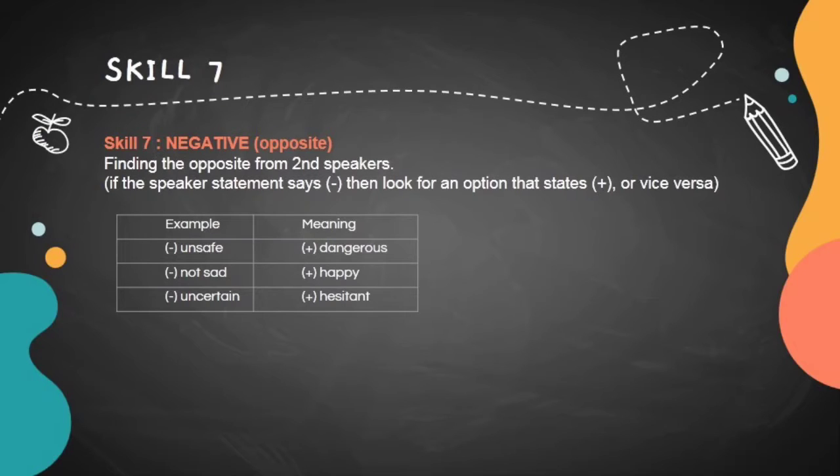Next, skill 7. Negative or opposite. Finding the opposite from the second speaker. If the speaker's statement says negative, then look for an option that states positive, or vice versa. And for example, unsafe refers to negative, but has the same meaning as dangerous. Not sad refers to happy, uncertain to hesitant, and others.